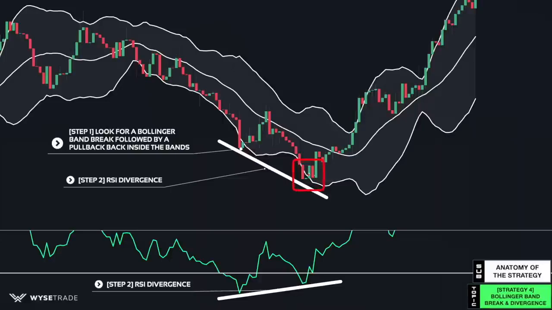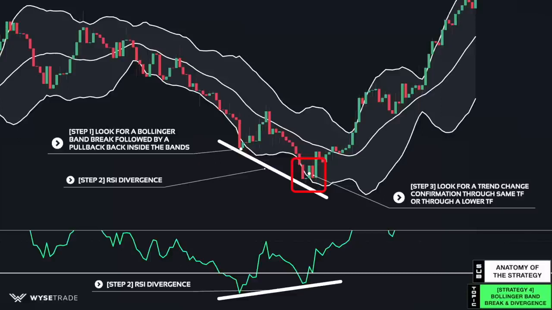Then, step 3. You always need to wait for a trend change confirmation on the same time frame or through a lower intraday time frame. Then step 4. After you had the trend change confirmation, you would look for reversal long trade entries through the same time frame or through a lower intraday time frame.